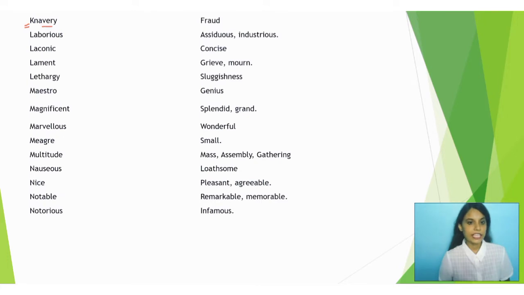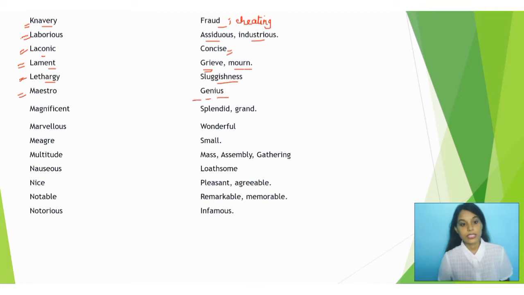Other words are given like knavery, which means fraud, and you can also say cheating. Next, we have laborious, like very hardworking, assiduous, or industrious. Laconic is the next word, which means concise or precise. Then we have this word lament. Lament means to mourn, like grieving, like crying. Lethargy means sluggishness, like laziness.